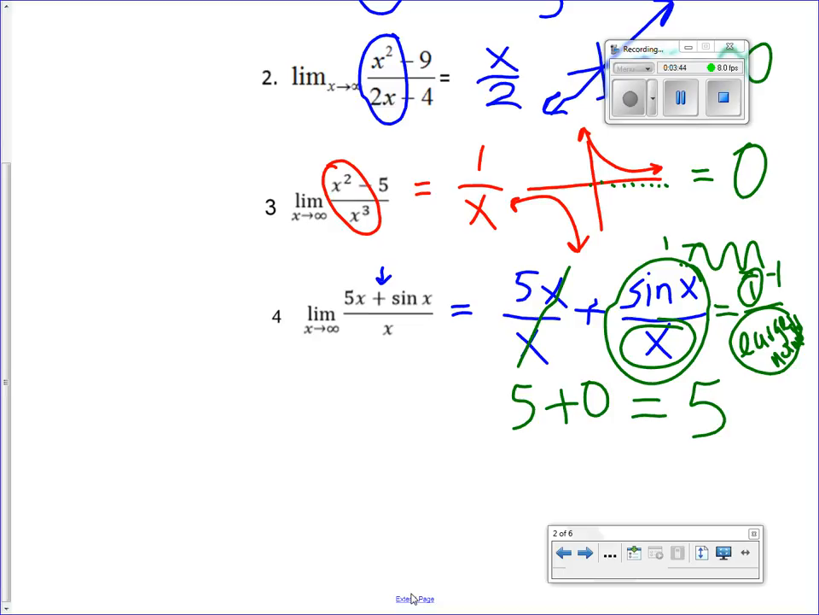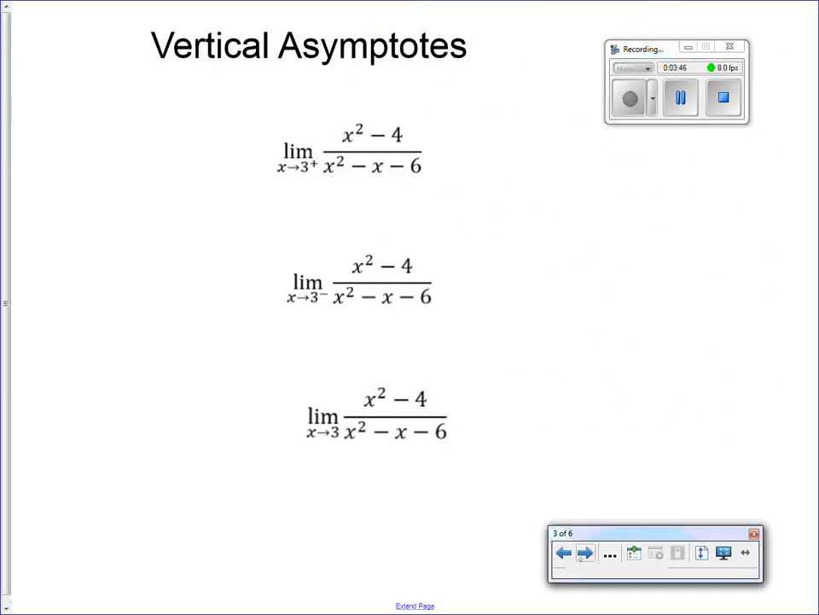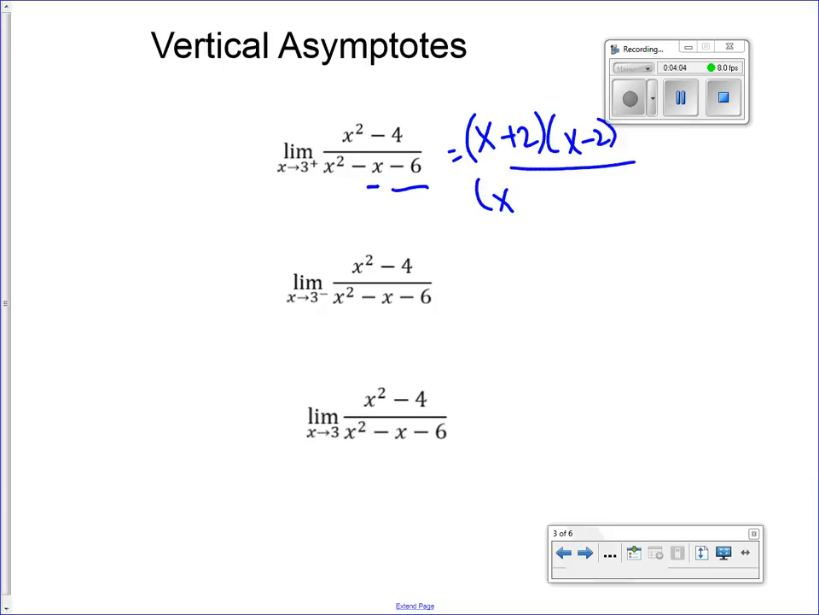So that's it for your horizontal asymptotes. Now we're going to look at vertical asymptotes. For vertical asymptotes, you're going to want to factor, just like you do for holes. So take a look at this first one. The numerator is a difference of squares. And then the denominator, I need 2 numbers that multiply to be -6 and add to be -1. You'll notice that there's a factor that cancels out. That is a hole. There is a factor that does not cancel out.